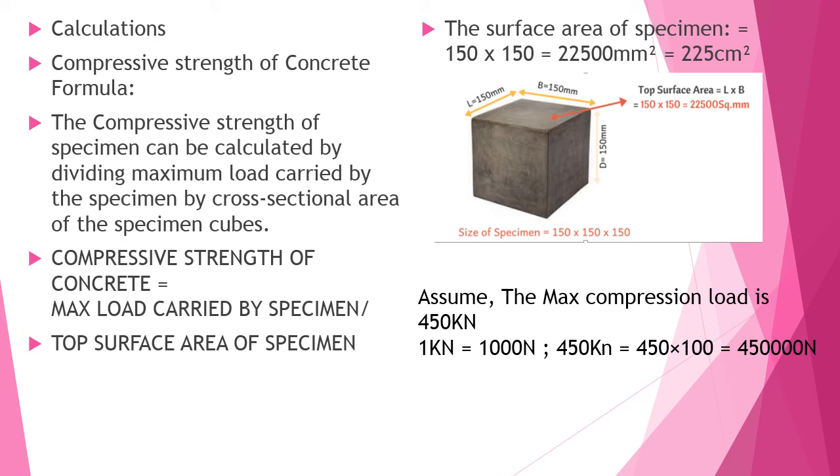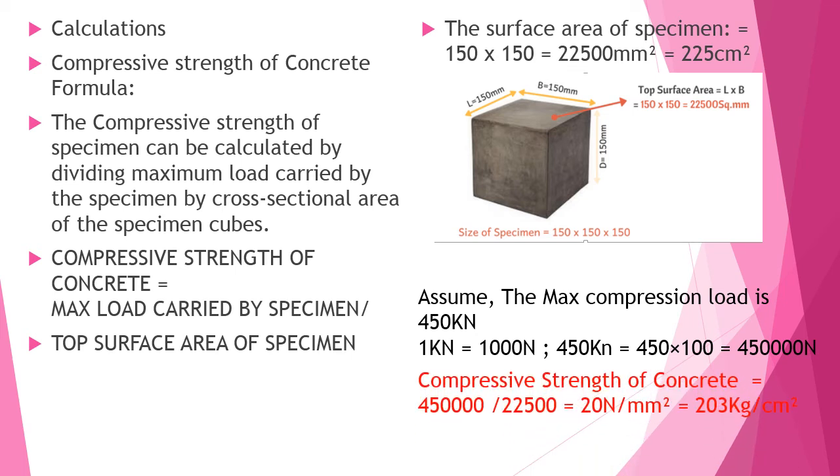Assume the maximum compression load is 450 kilonewton. 1 kilonewton is equal to 1000 newton. So 450 kilonewton is equal to 450 into 1000, which is 450,000 newtons. Compressive strength of the concrete is equal to 450,000 divided by 22,500, which is equal to 20 newton per mm square.